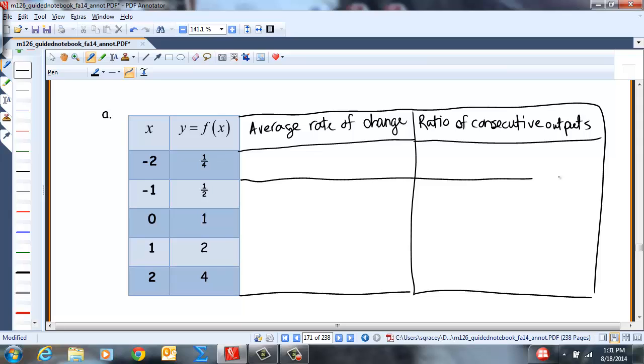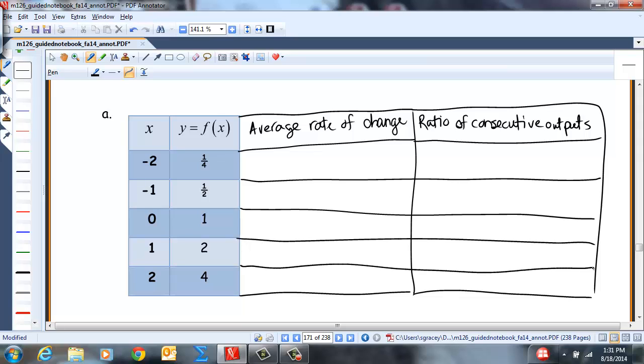So here we go. The average rate of change is the slope. For this one, we would have 1/2 minus 1/4 divided by -1 minus 2. So 1/2 minus 1/4 is 1/4 over -3, which gives us -1/12.